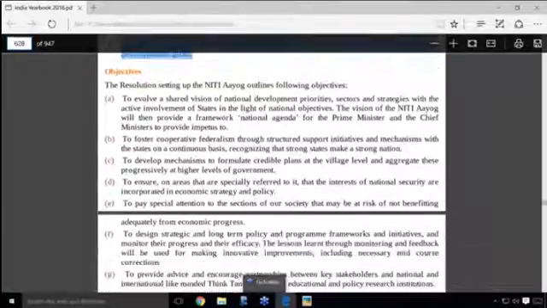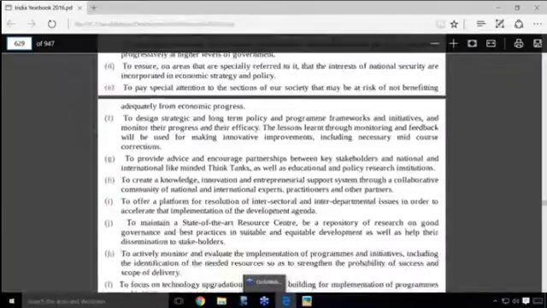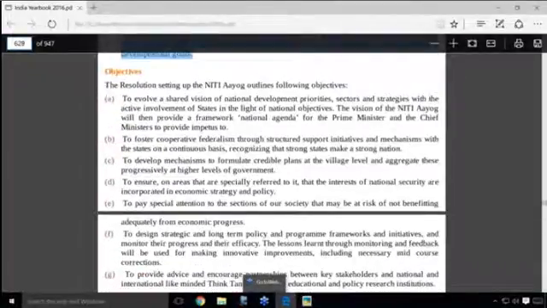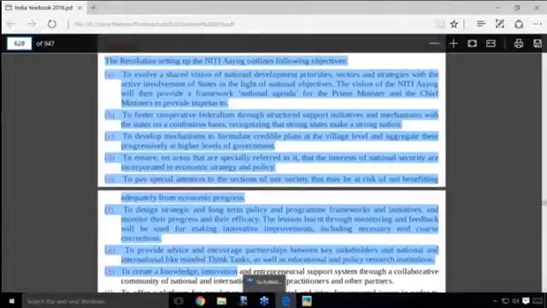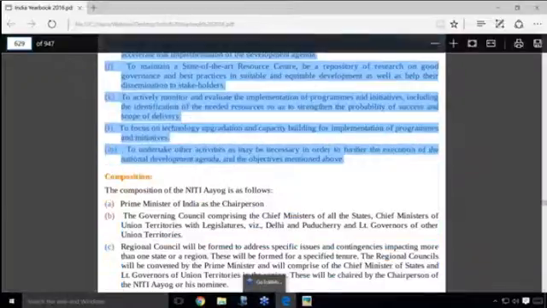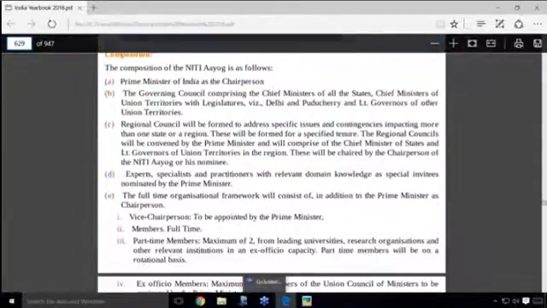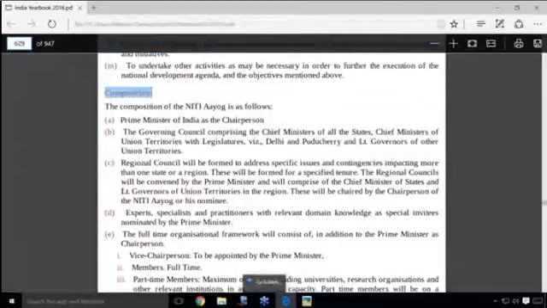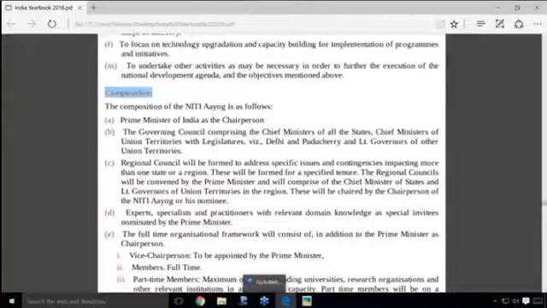What are the objectives of Niti Aayog? So this is a mains oriented question. Simple. You can go through it carefully. What are the objectives of Niti Aayog? It can be a question. Composition of Niti Aayog is crucial. Definitely you may get a question on this. And it's confusing because you won't know whether the chief ministers of Delhi and Puducherry are part of Niti Aayog or not. So all these details.